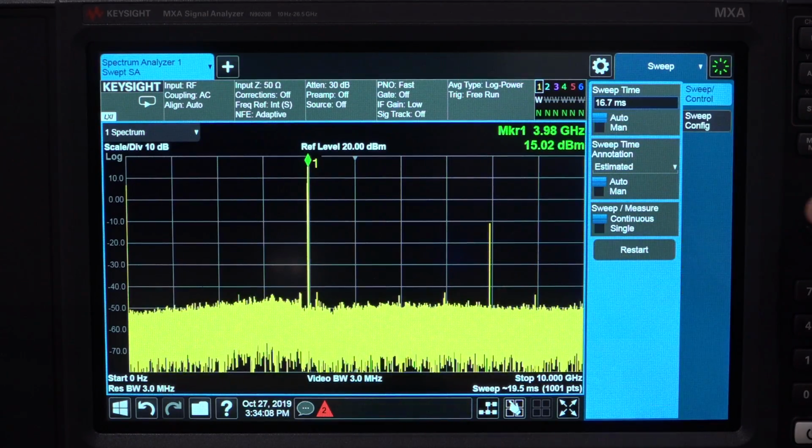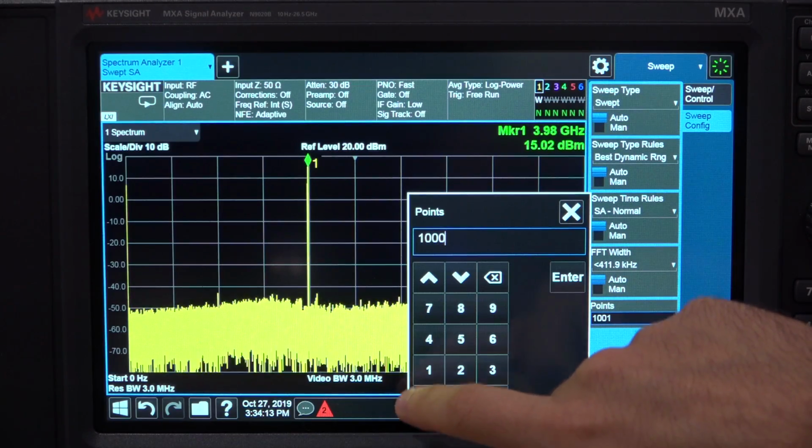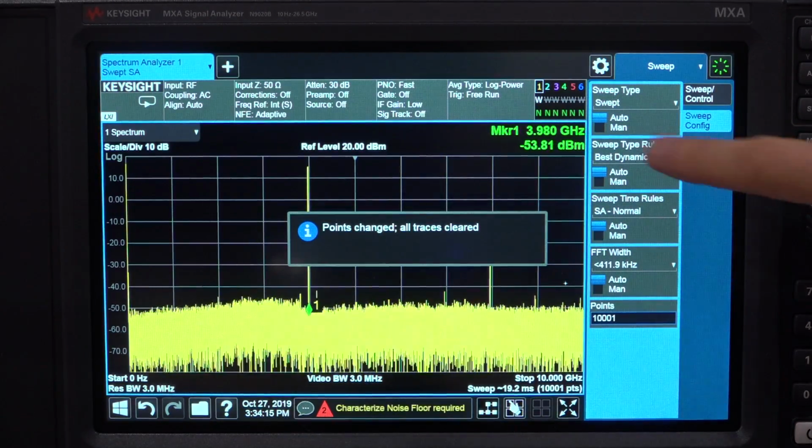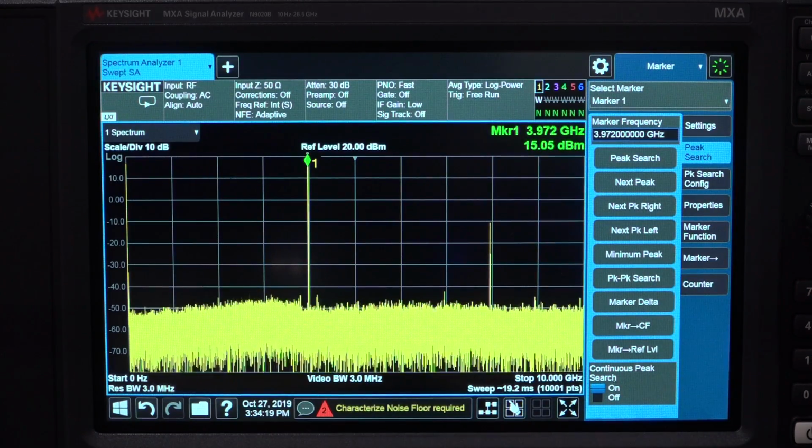Let me go ahead and change just a little bit. Let me increase the number of points here from 1,000 to 10,000. There you go, we get a few more digits there. And we can do a peak search, and we can do a continuous peak, so we can track the frequency.